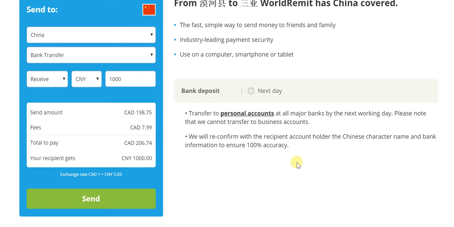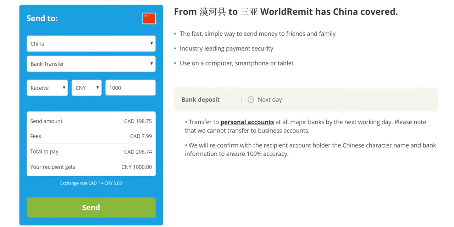These are all the major banks of China and indeed some of the world's largest banks. And to all of these banks, you can send money directly from Canada to China to personal accounts at these banks. Moreover, WorldRemit has another great advantage whereby they reconfirm with the recipient account holder the Chinese character name and bank information. That way, you're 100% assured that your money will reach the correct recipient's bank account. So, these are some great initiatives on the part of WorldRemit.